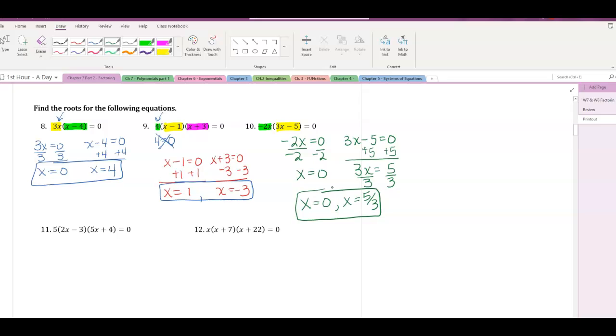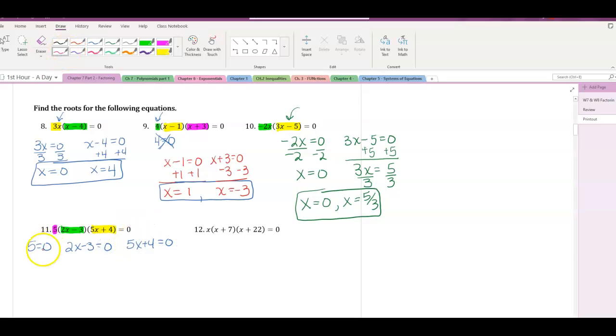So it's important to note that it's not just whatever the opposite is of inside the parentheses. You have to set the whole thing equal to 0. So notice this one wasn't 5. It's 5/3. Okay? Number 11, I'm going to set 5 equal to 0, 2x minus 3 equal to 0, and 5x plus 4 equal to 0.